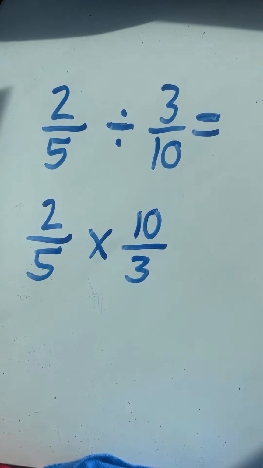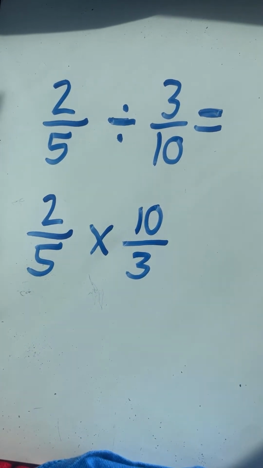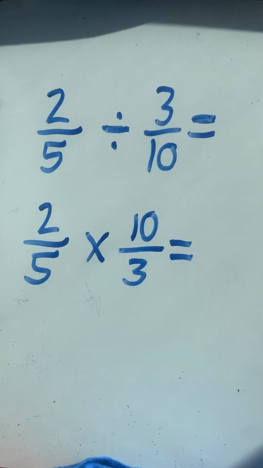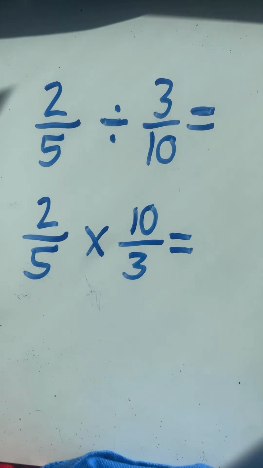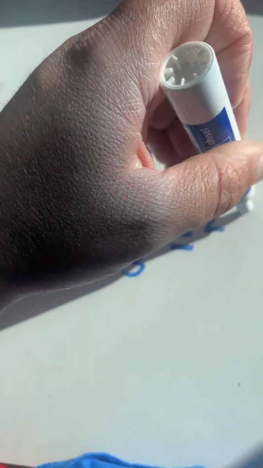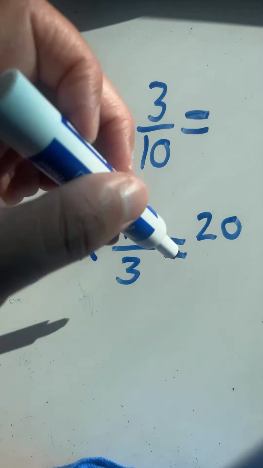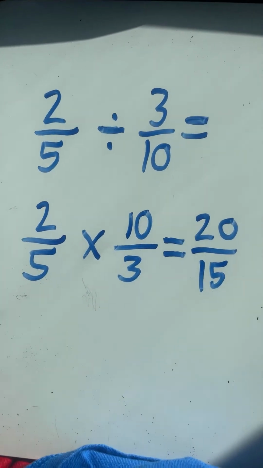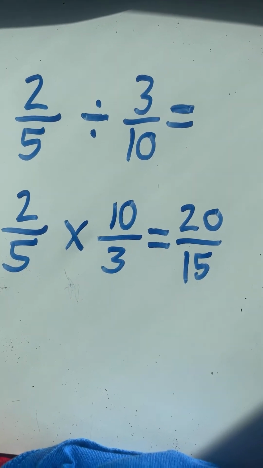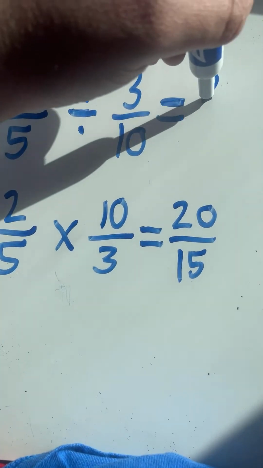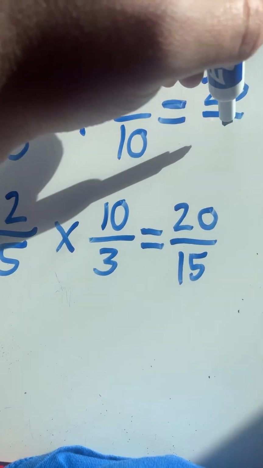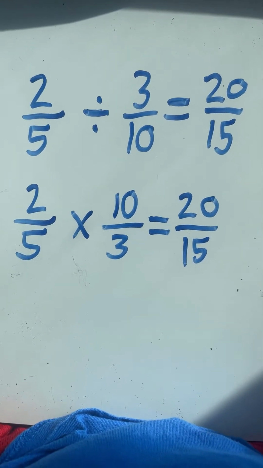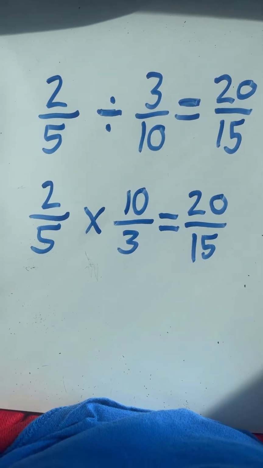And now we are ready to multiply. We multiply our numerators and we multiply our denominators. So 2 times 10 equals 20. 5 times 3 equals 15. And we have our answer, 2/5 divided by 3/10 equals 20/15. Now again, this answer is not in lowest terms, but reducing fractions to lowest terms, I'm going to make that its own video.